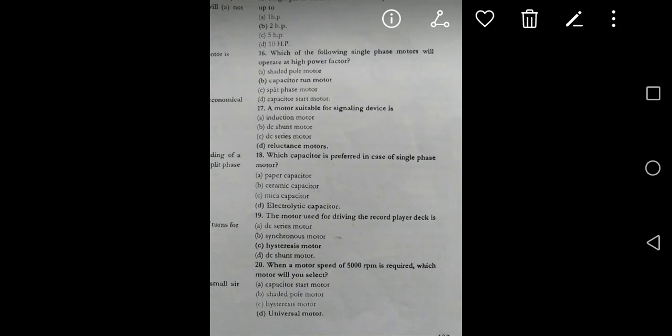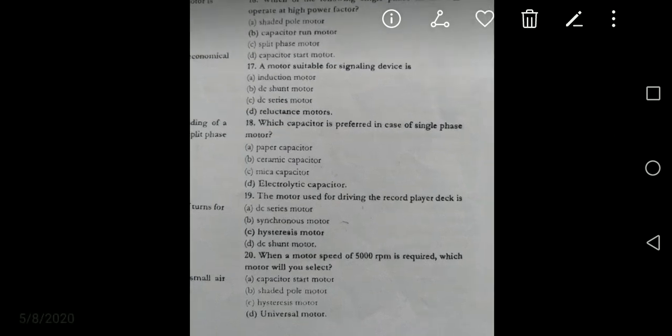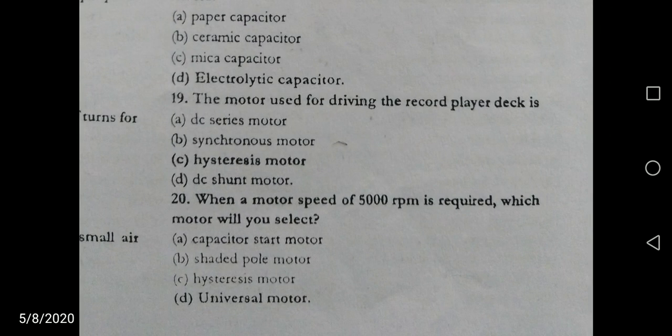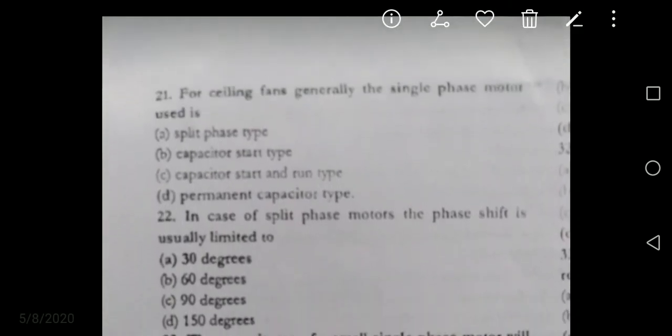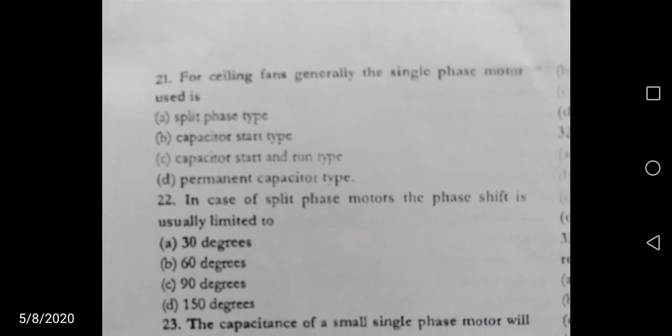Repeated question. And this also is repeated: when the motor speed is 5000 rpm, universal motors are used. For ceiling fans, generally single phase motors are used, that is, the permanent capacitor type motor. So in ceiling fans, permanent capacitor type motors are used.